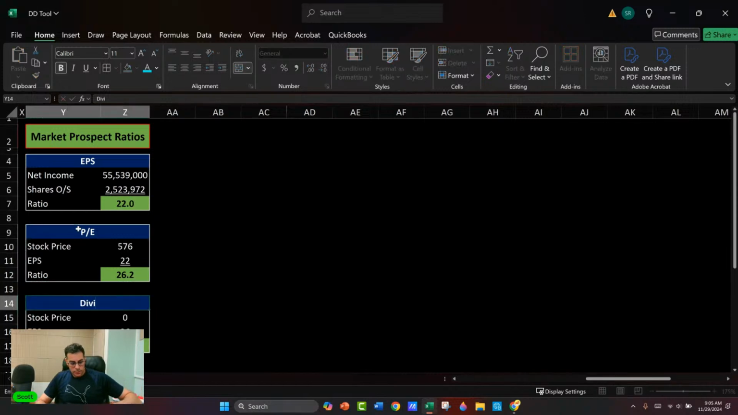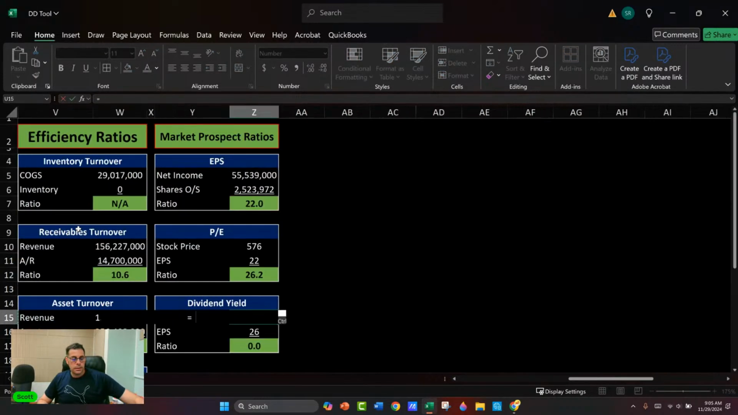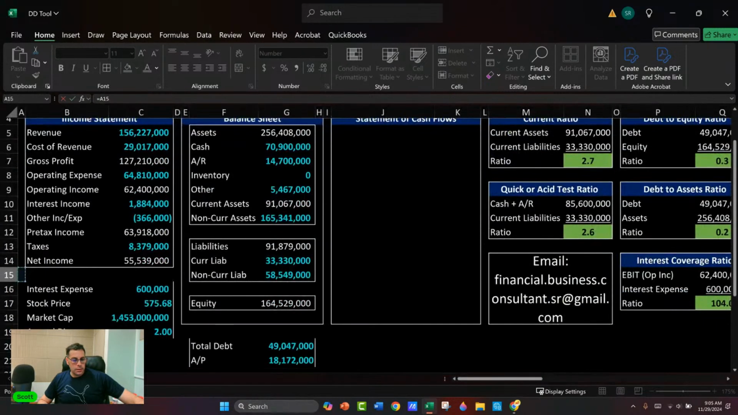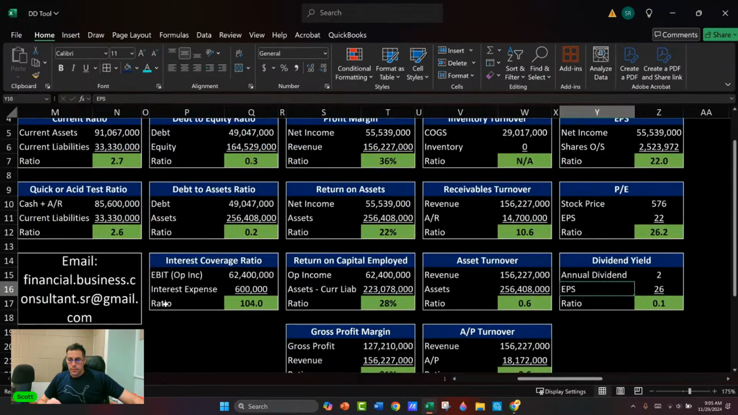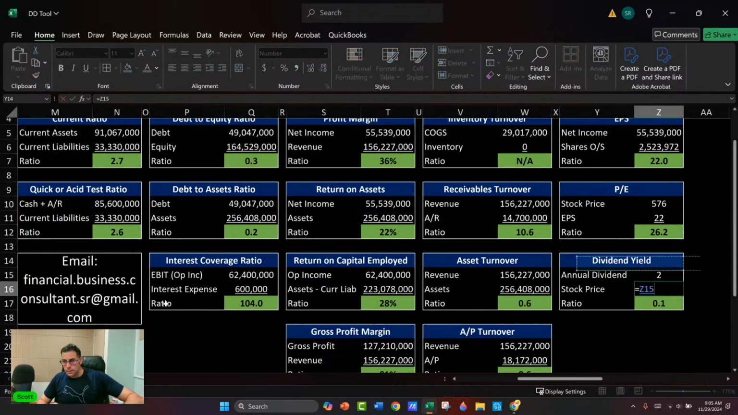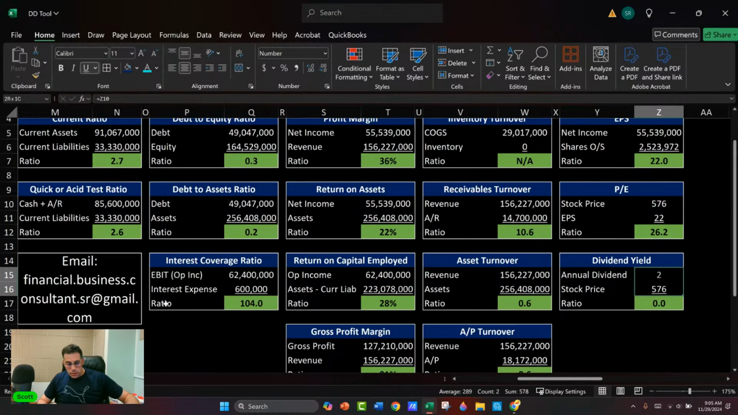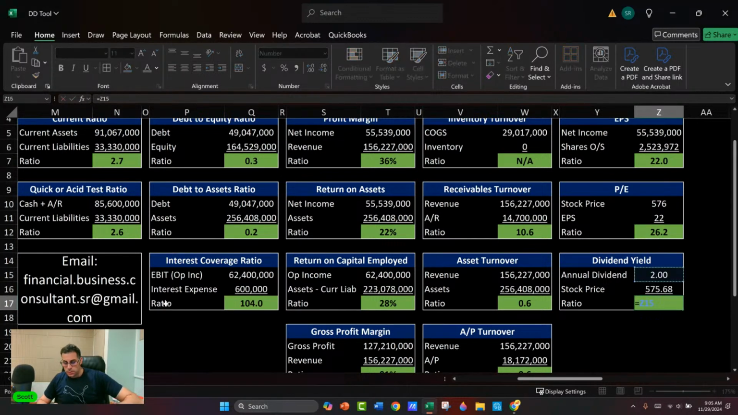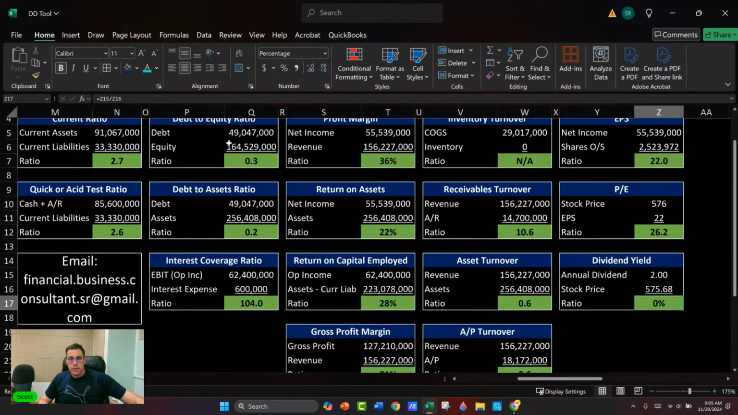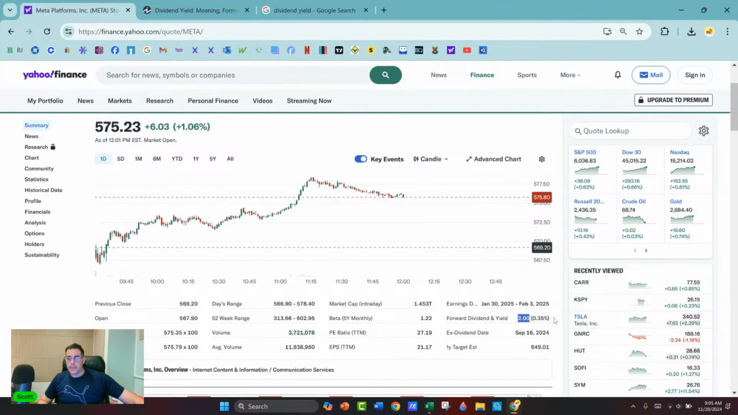So dividend yield. Annual dividend over stock price. 0.35%. So I calculated it right. Good. It seemed low, but that's what it is.